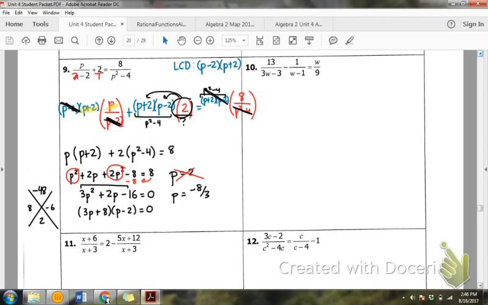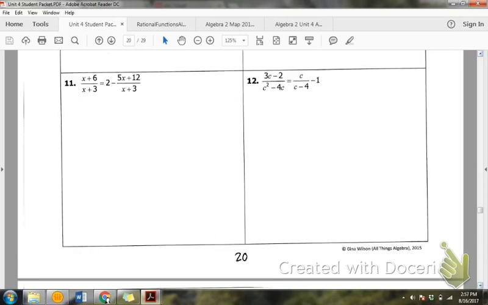Okay. All right, our last example is going to be number 12. So I want you to look down at number 12, please. No, because the 4 has a c with it, so the 4c is not a perfect square. So it's c times c minus 4. Just common factor. Okay, so our LCD is c times c minus 4.